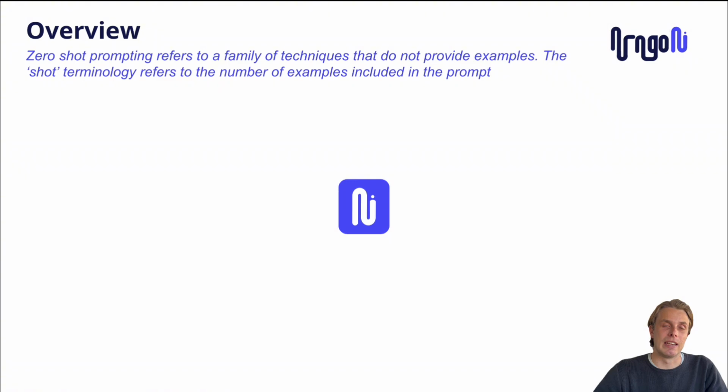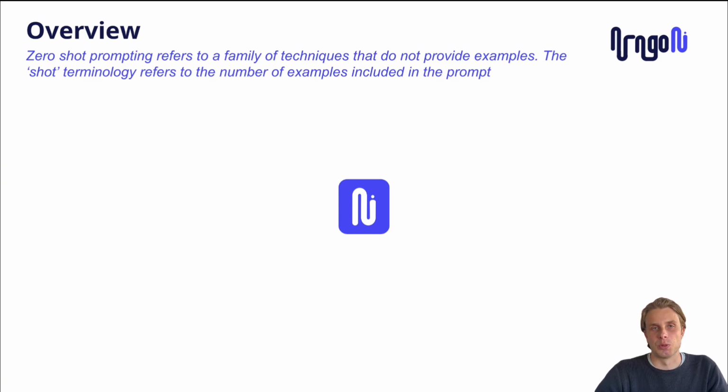And the shot here in zero and single shot just refers to the number of examples that you're providing to the large language model in your prompt. So if we're saying it's a zero shot, it means that we're not providing any examples in the prompt. And to clarify as well, we're referring to the prompt as all of the input that we provide to the large language model. So in general, zero-shot strategies are the simplest.